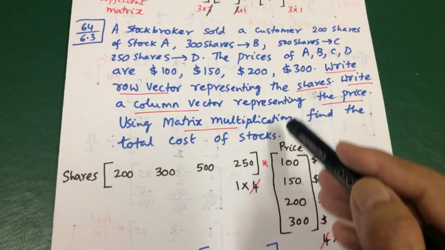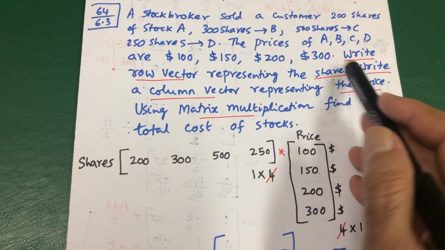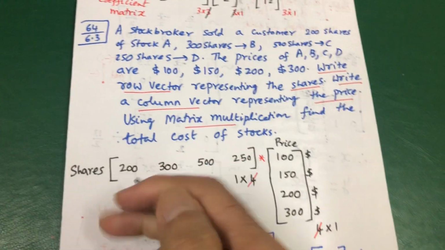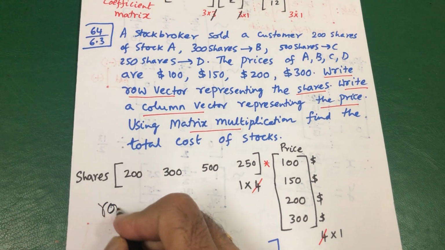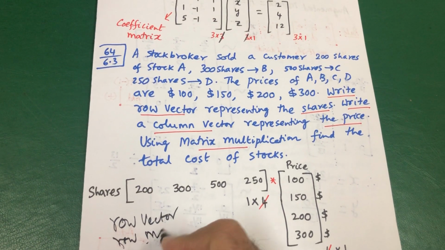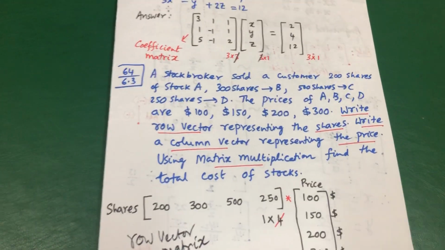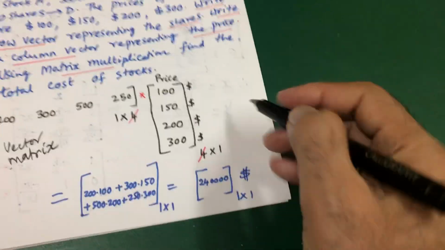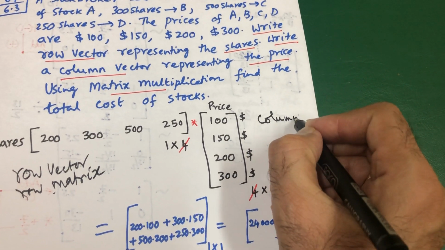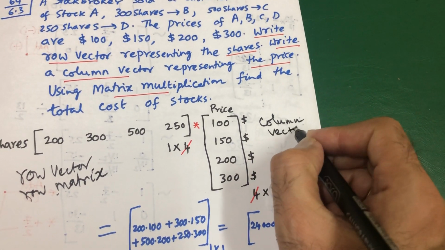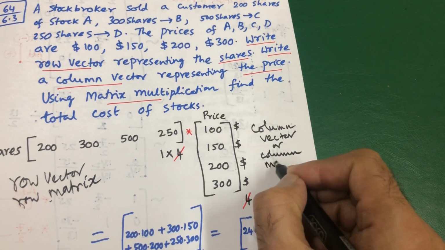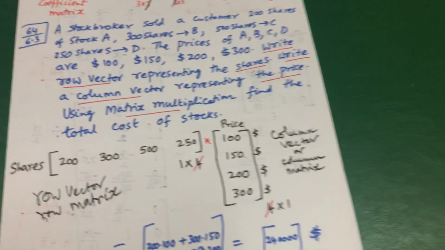Now let us see what is the question. The question is write row vector. This is called a row vector or row matrix. Either way you can write it. This is called a column vector or column matrix. Either way, right.